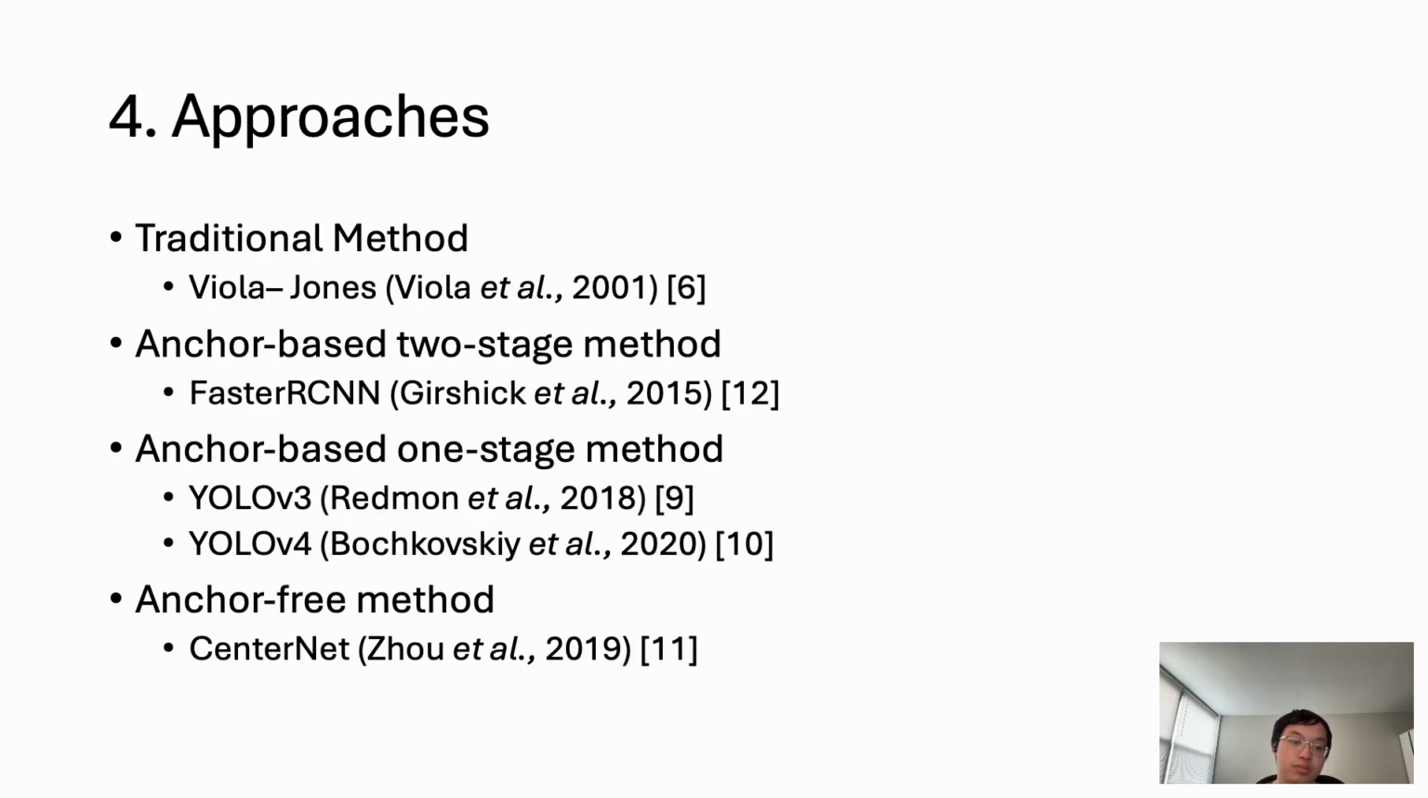Now I will discuss 4 categories of approaches. For each category, I will discuss one method. For the traditional method, I will discuss the VJ algorithm, which is the earliest object detection method. And second, I will discuss Faster R-CNN introduced in 2015. And after that, I will discuss the anchor-based one-stage method. A typical approach is the YOLO series. And finally, the anchor-free method, where CenterNet is a classical approach.